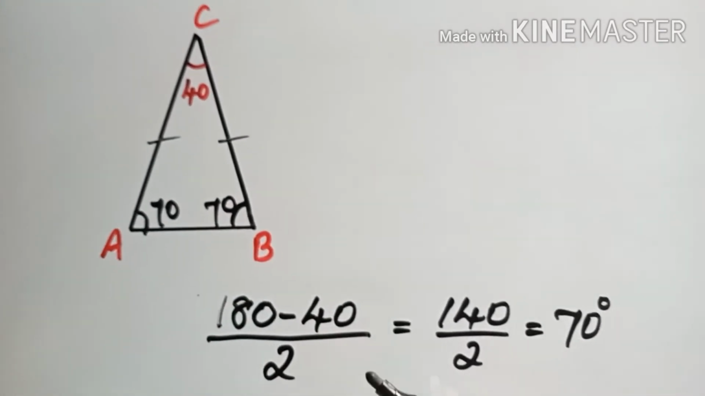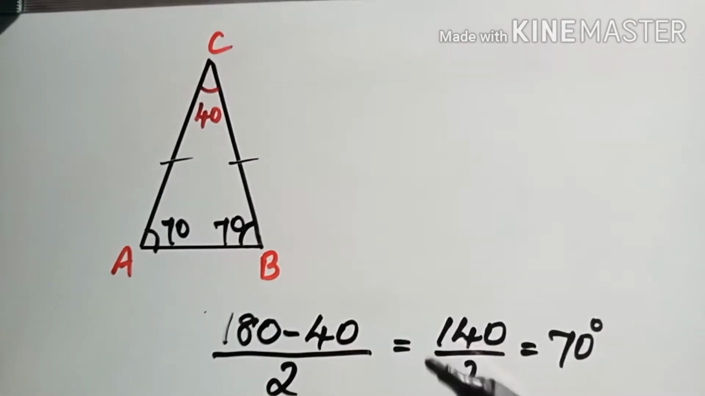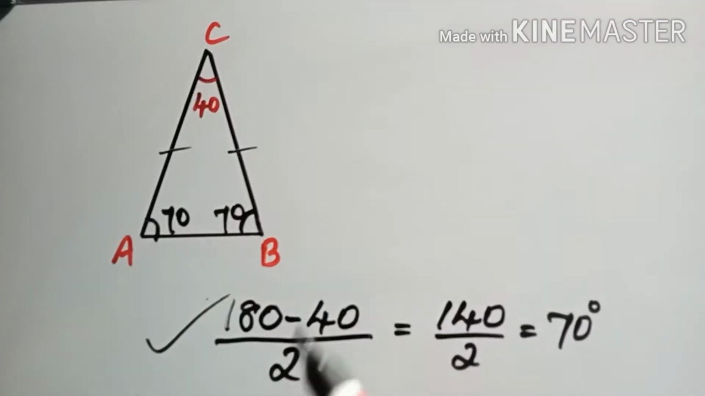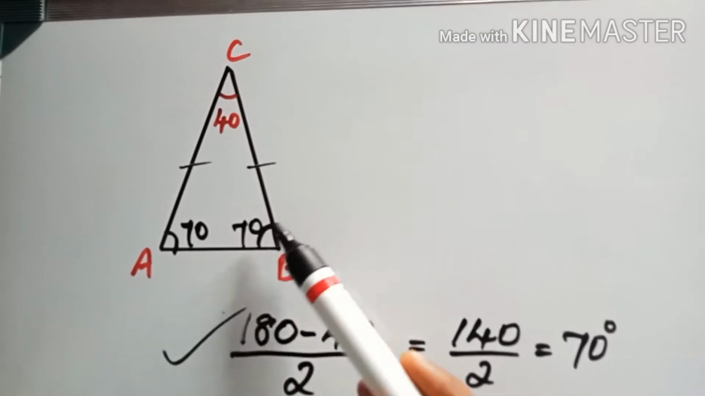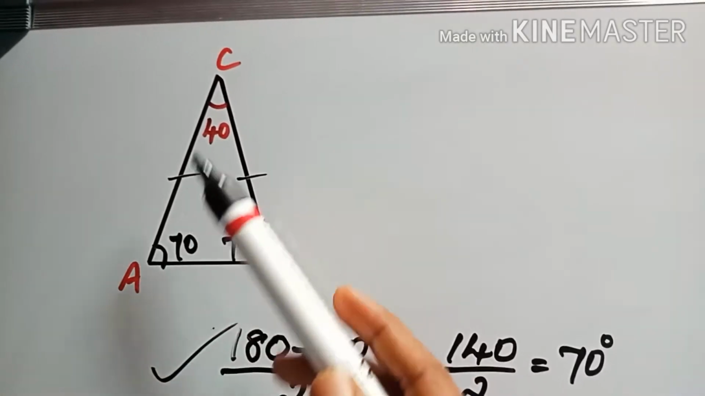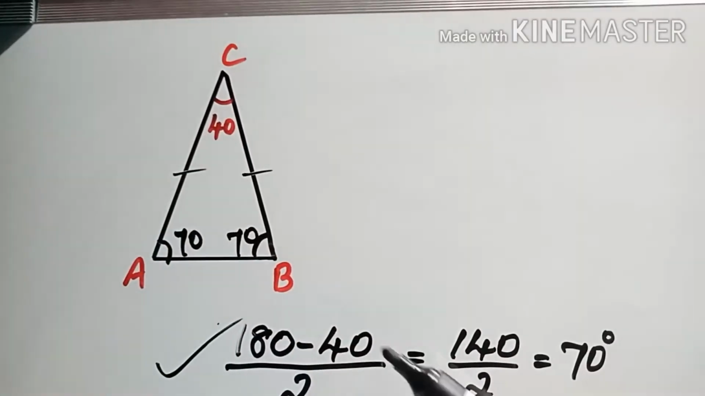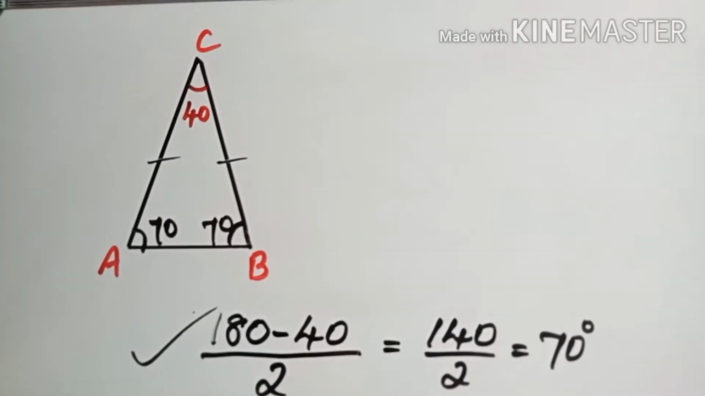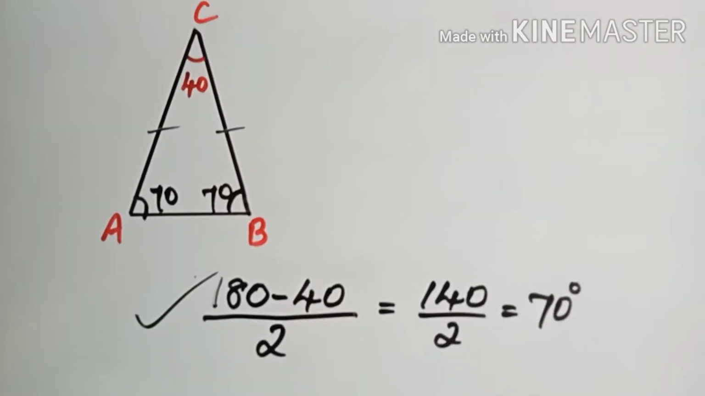Now the third figure and the fourth figure you can do by yourself using the same method. The remaining two figures are the same as this. The angle which is not equal is given. So use this method and find the answer for the remaining two figures.